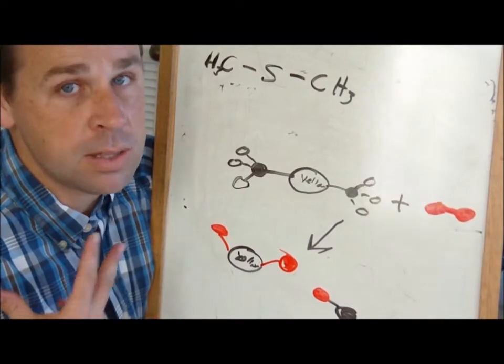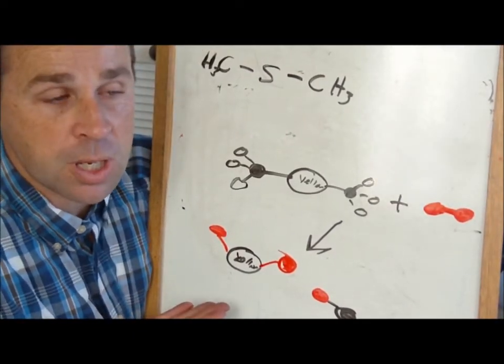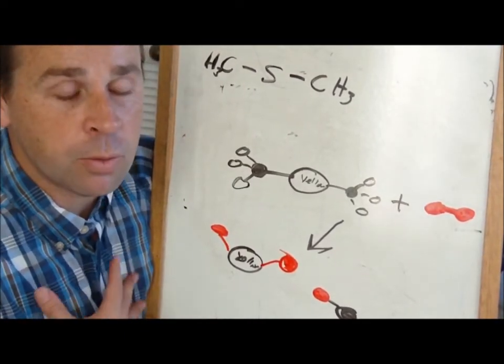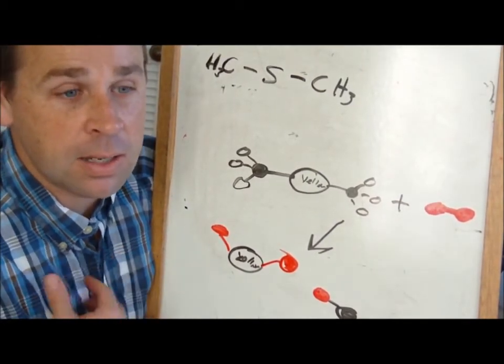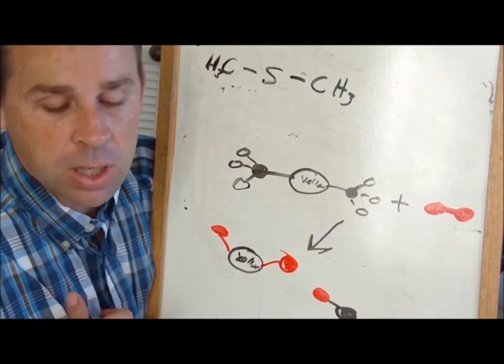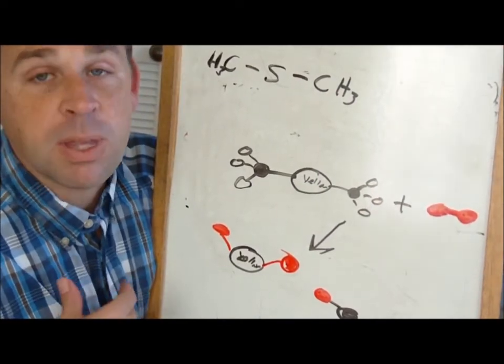If you breathe this acid rain, or sulfur dioxide, for example, it will combine with water to form sulfuric acid, sulfurous acid, other types of acids, and it will damage the tissue in your lungs. The same thing with nitrogen.